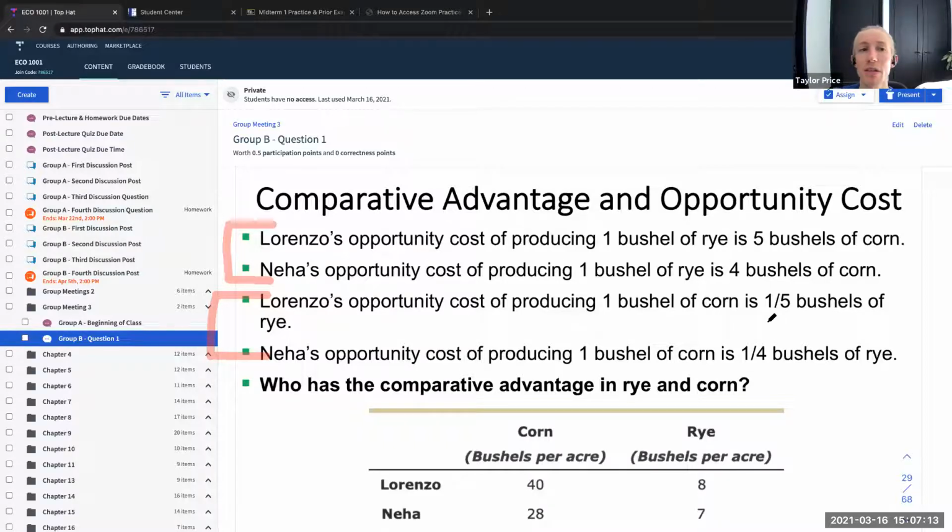So basically that's the process you're going to work through: making sure that you can determine who has the lowest opportunity cost for each good. That's the process for all of these opportunity cost questions, because we really want to think through who is going to have to give up the smallest amount to be able to produce this good.